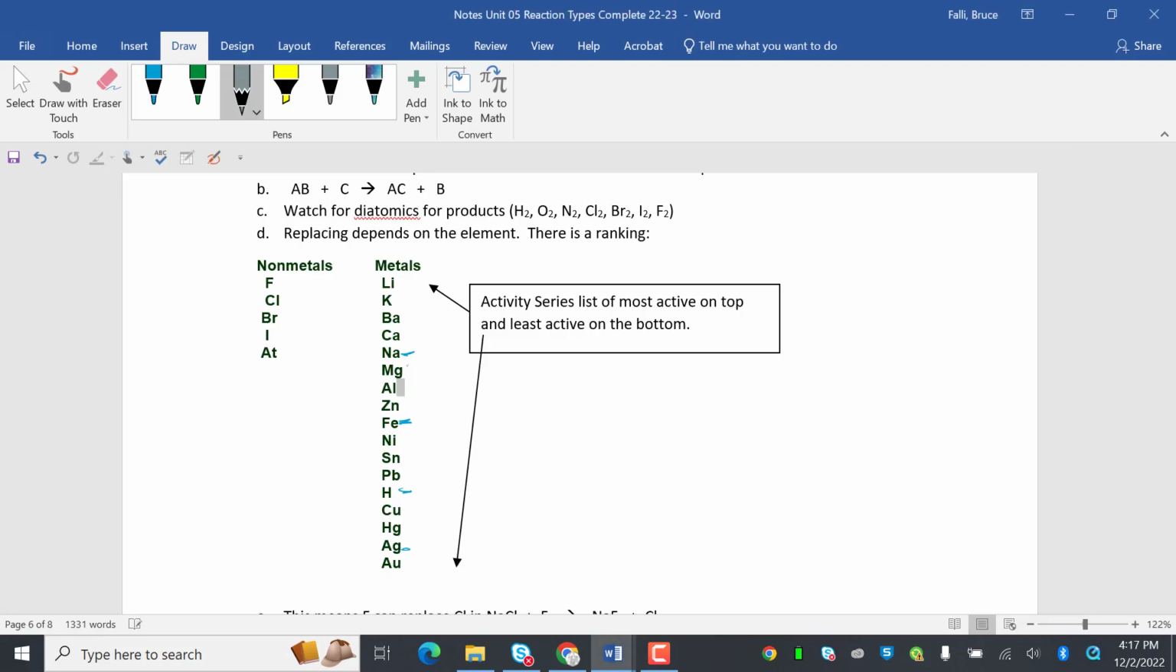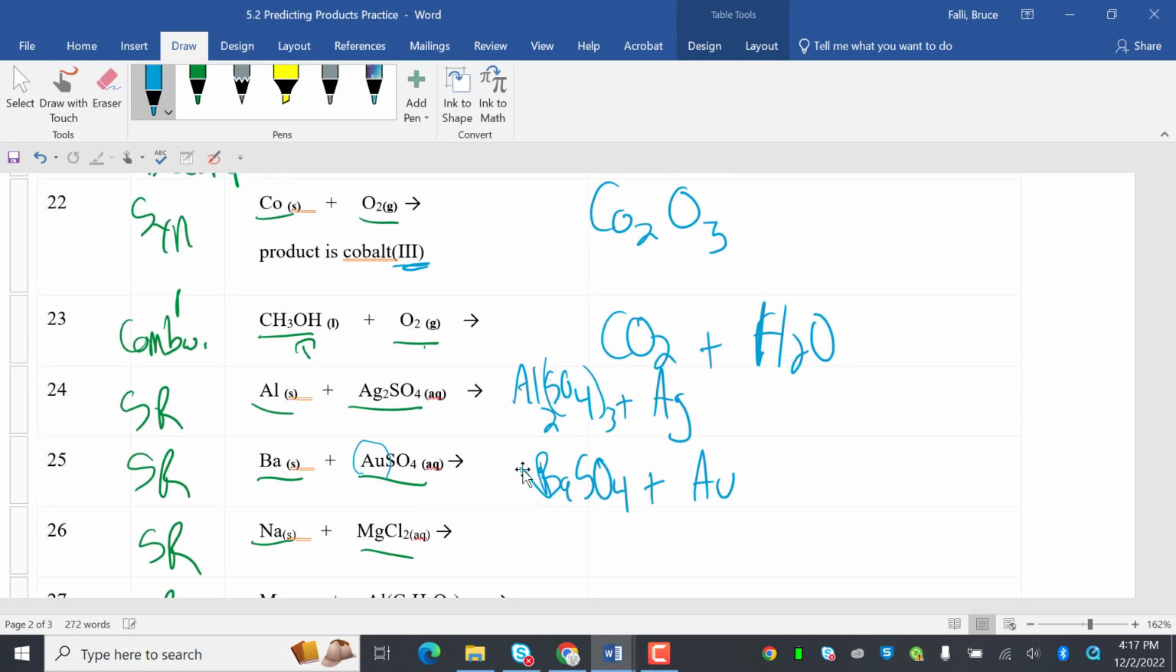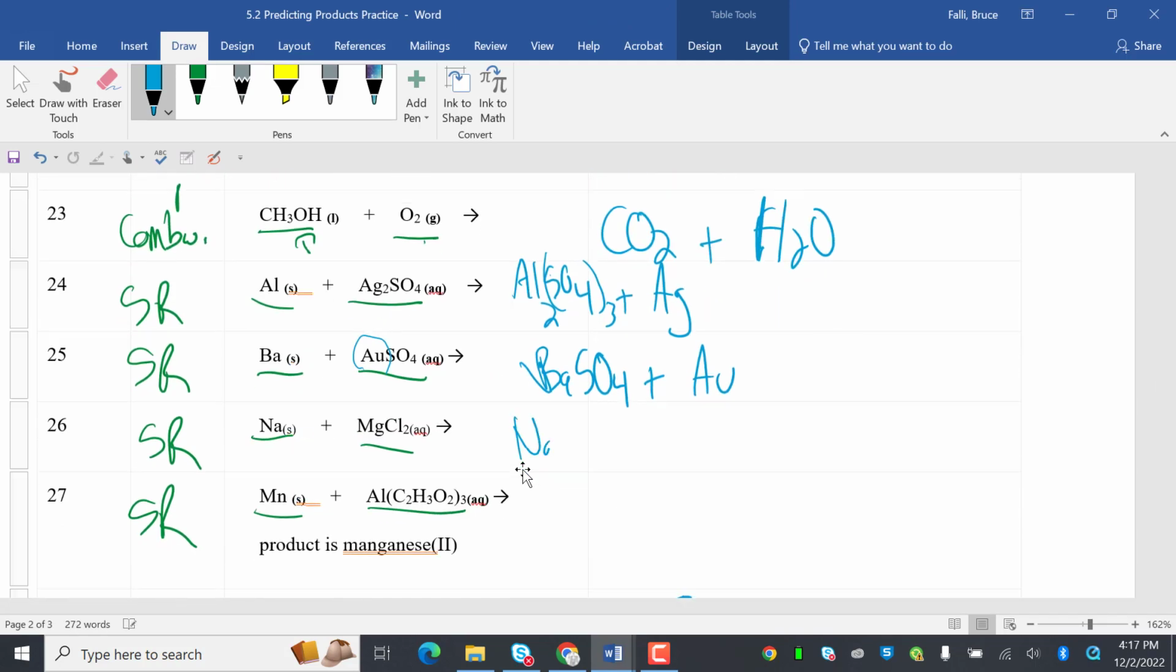Sodium is just above magnesium, so it's still going to happen. So I get NaCl plus Mg. Again, that 2 does not carry with, because that 2 is here because magnesium is plus 2. Okay, and remember, no charges. Whenever you write your compounds, you do not leave charges on it.